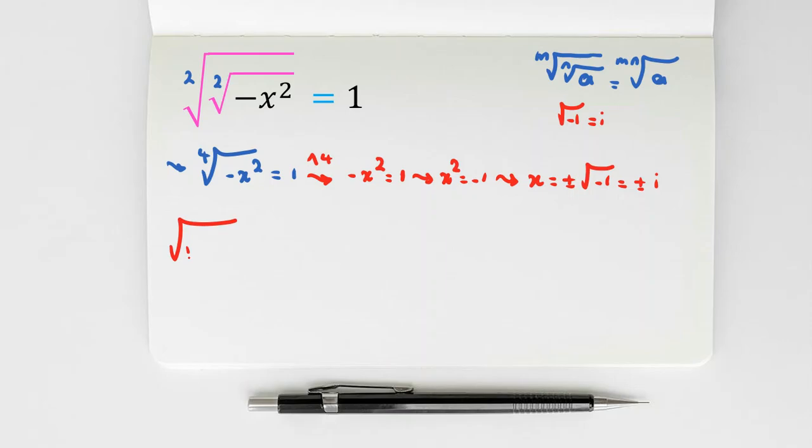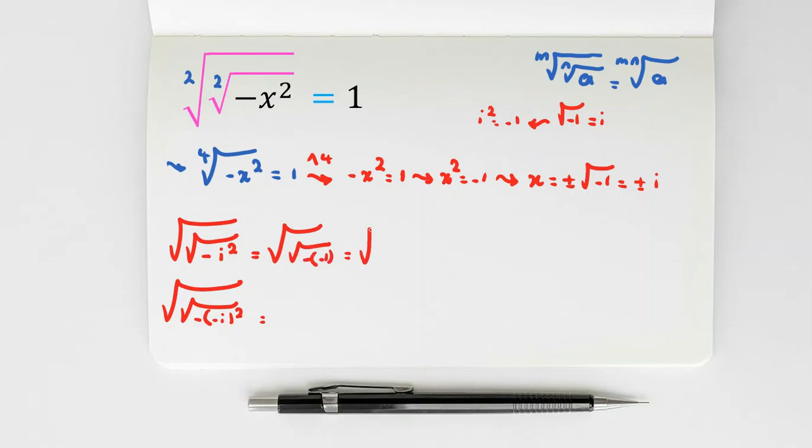So let's check the square root of negative i squared, because i is negative, and also the square root of negative i squared. Here, because i is the square root of negative 1, i squared is negative 1. So it will be negative 1, it will be the square root of plus 1, which is 1. In this case, it's the square root of negative i squared, again negative 1. It will be the square root of plus 1, equal to 1.